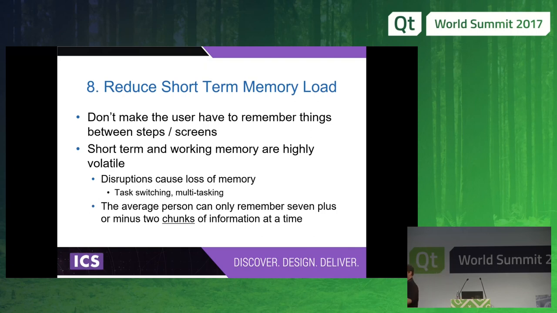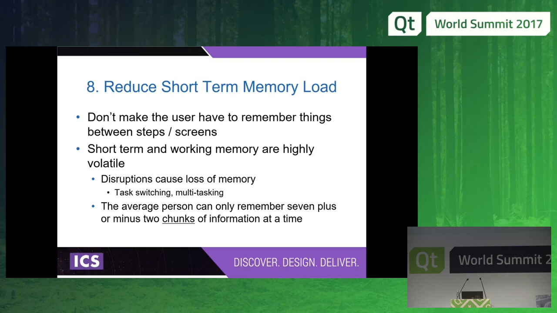And finally, and I know I'm going a little bit fast here, but I'm trying to keep us on timetable, reducing short-term memory. There's a couple different types of working memory that people have, kind of long-term memory and volatile short-term memory. Don't make users especially remember things between screens, all right? Phone numbers in the United States are set up with 10 digits. 10 digits can be hard to remember. There's a term in cognitive science called chunking, which says people can remember 7 plus or minus 2 pieces of information at a time.